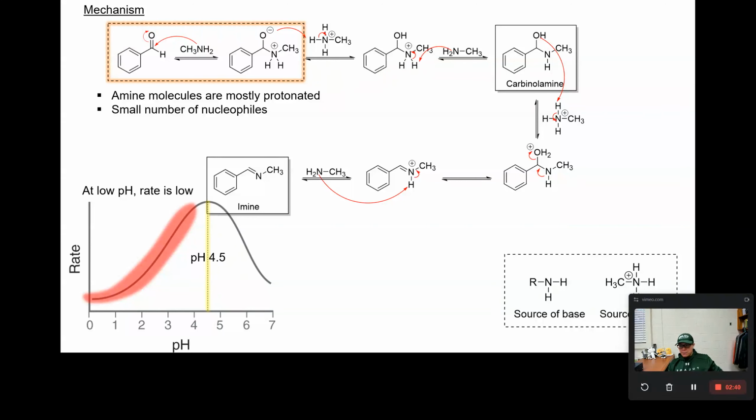All right, that's pretty much what I have to talk about. So this reaction is pH dependent. Slightly acidic has the fastest rate.